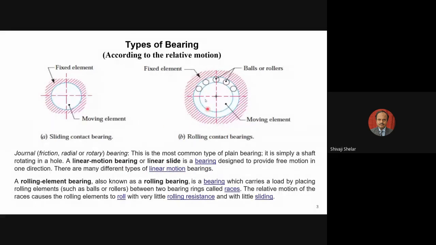Now the most important bearing we are going to learn from today's session onward is the rolling contact bearing. As I explained, in this space we use rolling elements. A rolling element bearing, or rolling contact bearing, is a bearing which carries load by placing rolling elements such as balls and rollers between two bearing rings. We will see the detailed construction in the next slide. The relative motion of the races causes the rolling elements to roll with little rolling resistance and with little sliding.